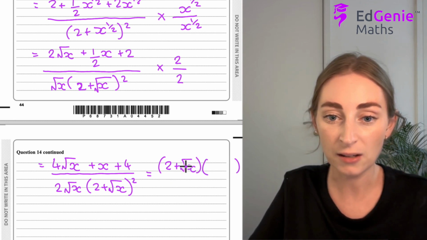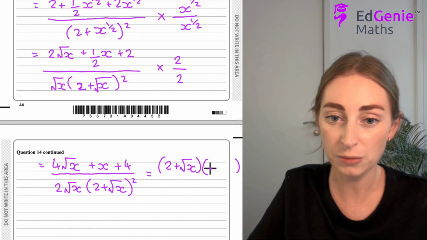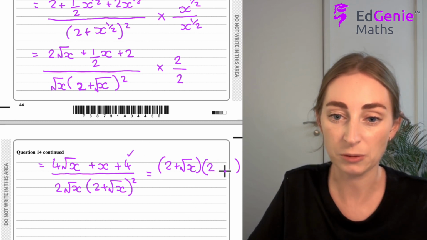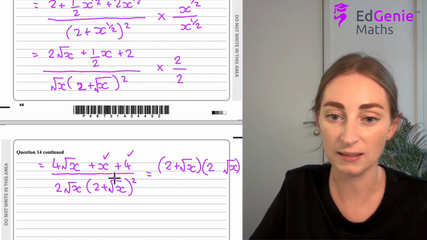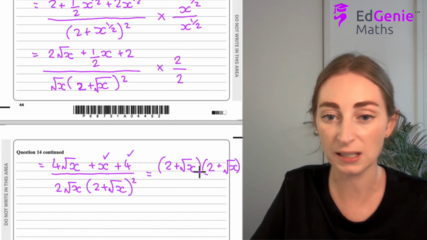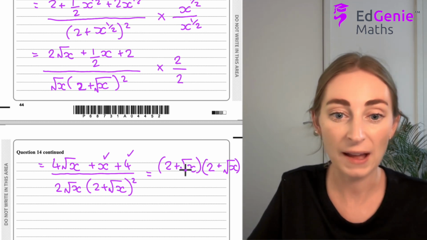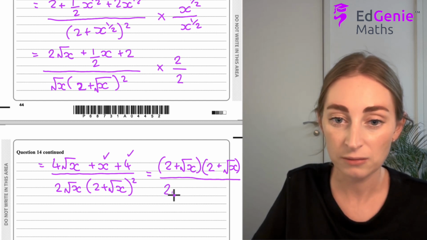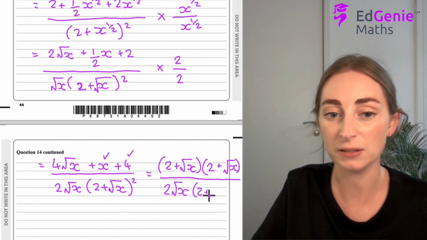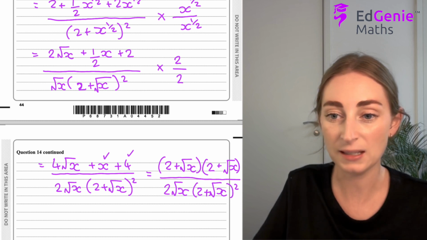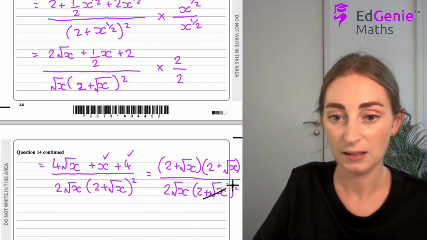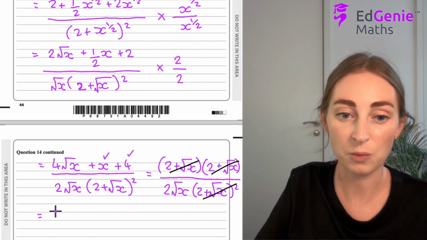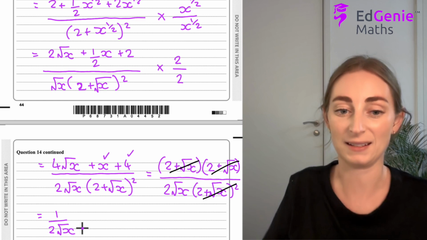So what would we need to times it by to get this? So 2 would need to be multiplied by 2 to get 4. Root x would need to be multiplied by root x to get x. And then if I make this positive, it works. Oh, and even better, because look, this is squared. So 2 root x multiplied by 2 plus root x, all squared. This one is going to cancel out with these 2 because it's squared, and we're going to be left with 1 over 2 root x.